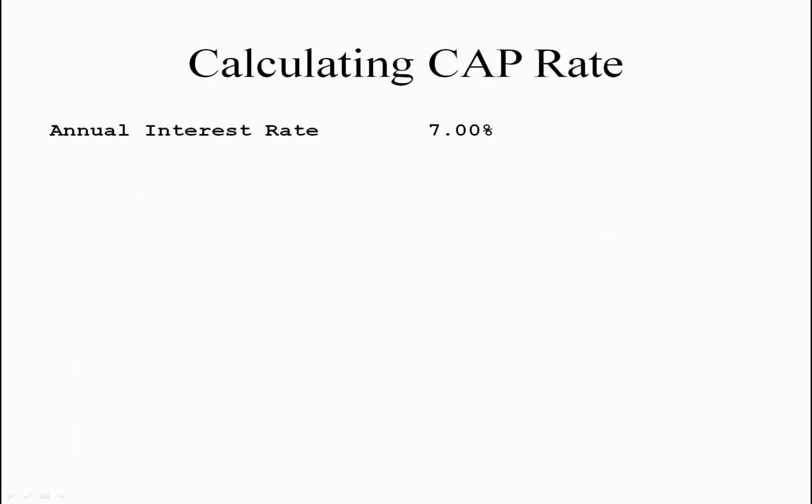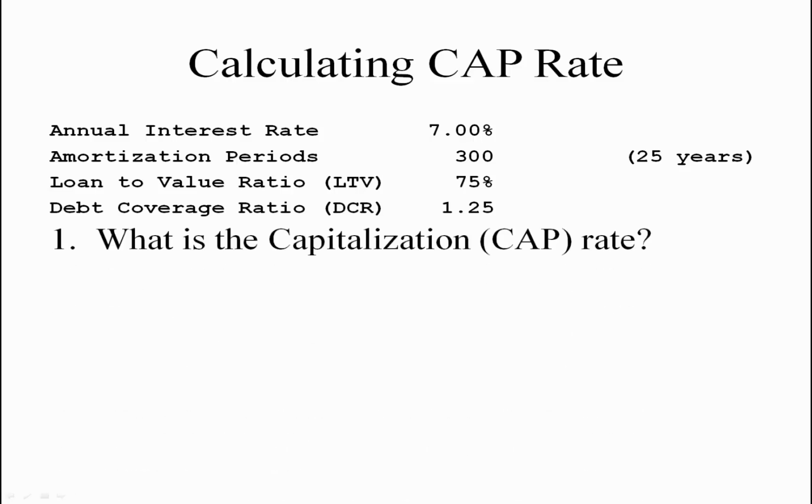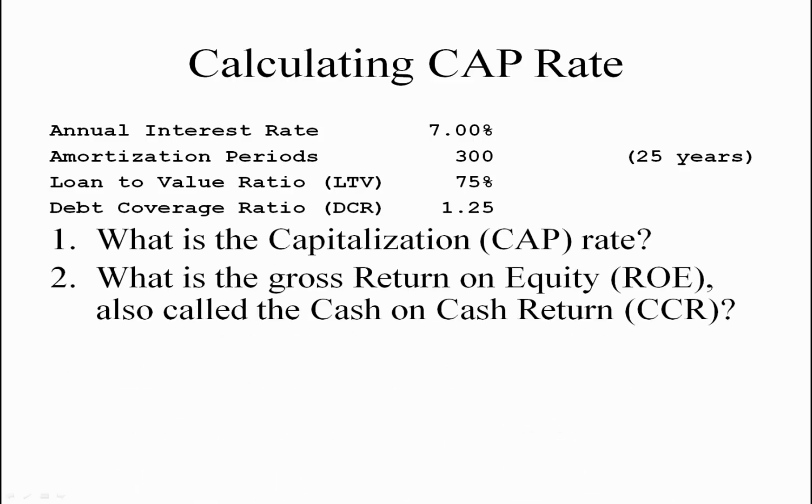Calculating cap rate. We go back to the previous example: annual interest rate 7%, amortization periods 300, that's 25 years, loan-to-value ratio 75%, debt coverage ratio 1.25. What is the capitalization rate? What is the gross return on equity, also called the cash-on-cash return?